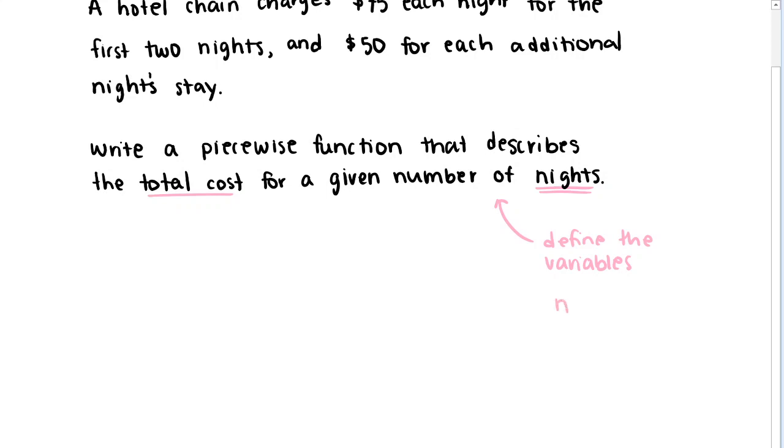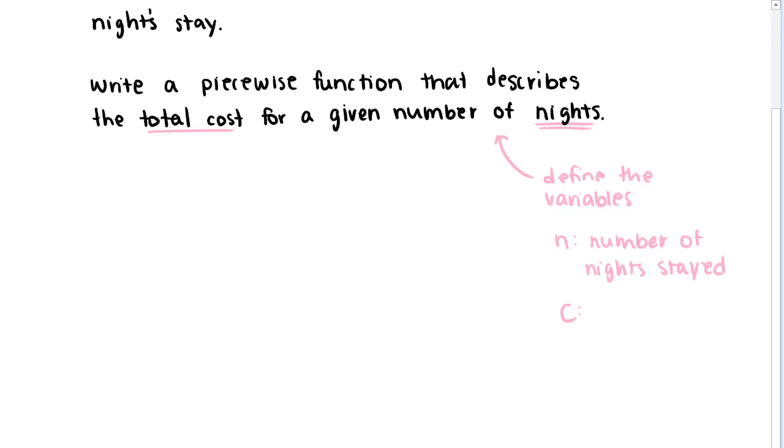So here, if I let n represent the number of nights stayed, then we can let c represent the resulting cost. And here, the cost really is determined by the number of nights you stay, so we can think of this c as a function of n. Really what we're looking for here is a piecewise function capturing this c of n.